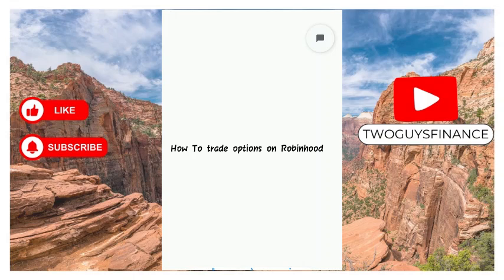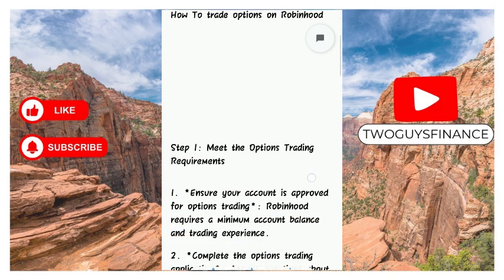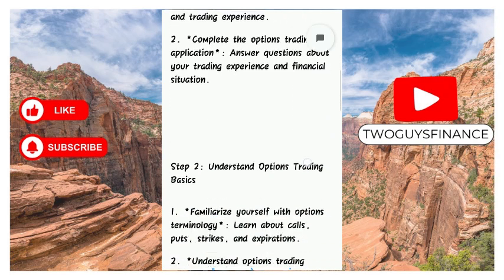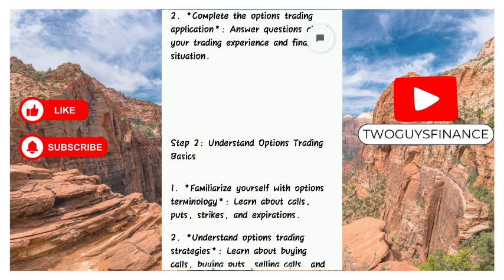What's up everyone, welcome back to the channel, and today I'm going to show you how to trade options on Robinhood. The first step is to meet the option trading requirements. So Robinhood requires a minimum account balance and trading experience. You're also going to need to complete the option trading application, where you're going to answer questions about your trading experience and financial situation.